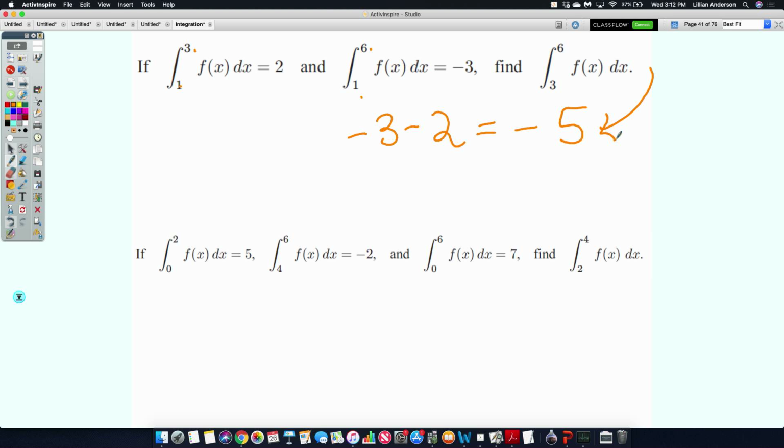Look at this one down here. You have from 0 to 2, it's 5. From 4 to 6, it's -2. And then from 0 to 6, it's 7. How do I find that missing piece from 2 to 4? Okay, let's get 7 and subtract 5 and -2.